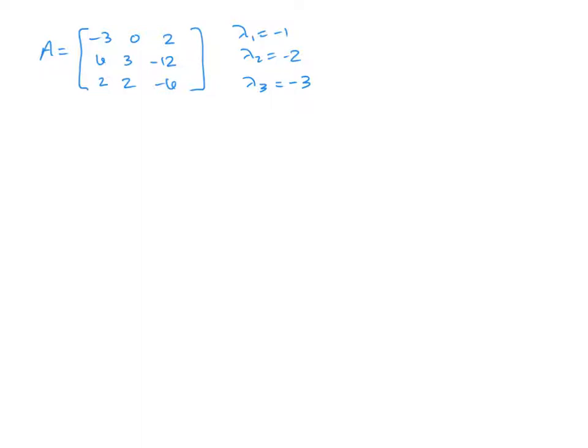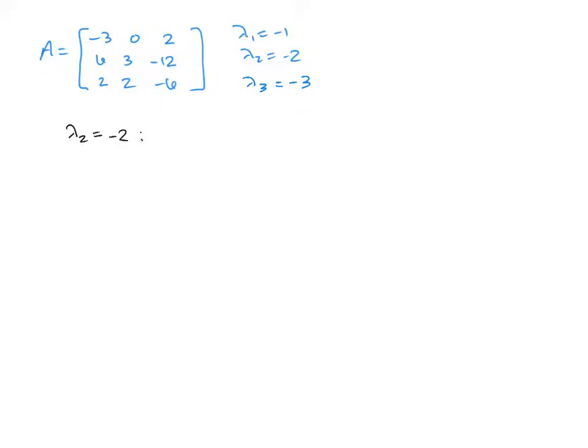Okay, in the previous two videos, we went through and found the corresponding eigenvalues to the matrix and one of the eigenvectors, that's the one that was corresponding to lambda 1 equals -1. So let's go through and find the other two eigenvectors. First, we'll take a look at lambda 2 equals -2.